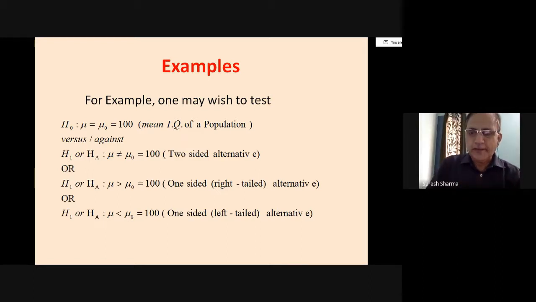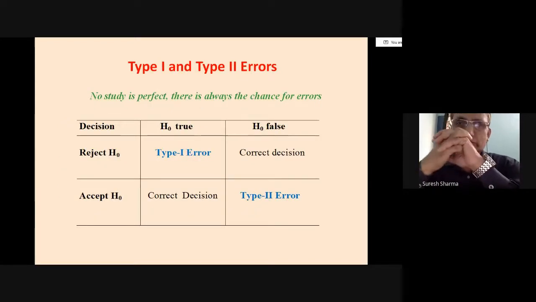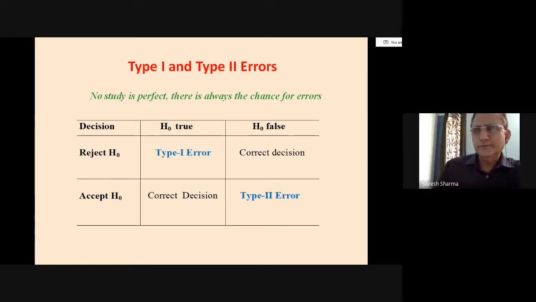Okay, with this background, there are two important types of errors which we have in statistics. Look at the green line. No study is perfect. There are always chances of errors. So there are manufacturing defects always in any manufacturing unit, whether it is an industry or whatever, right? Now you know what is H naught, you know what is alternative now. So here I have written H naught is true, here H naught is false, here is a decision reject H naught, here is a decision accept H naught, right?